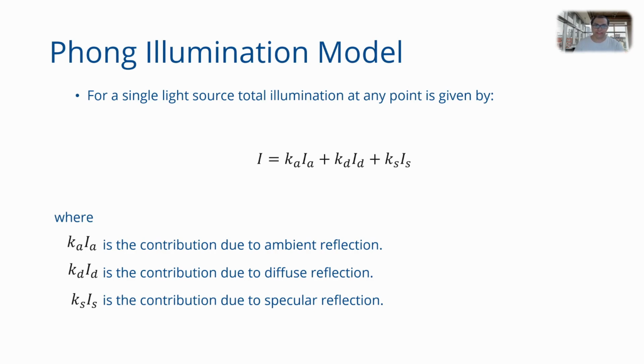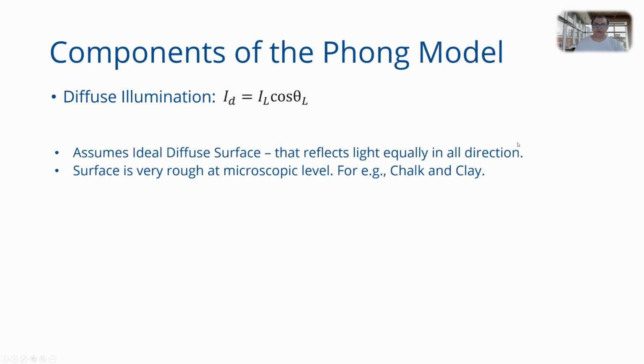We will begin our discussion by looking at the diffuse component of this model. The word diffuse is actually describing a surface property. So surfaces that reflect light that falls on them or is incident on them, so that is the technical term. So light that is incident on a surface, if the surface reflects that light equally in all possible directions, then that surface is called an ideal diffuse surface. What it means physically is that that surface is very rough at a microscopic level.